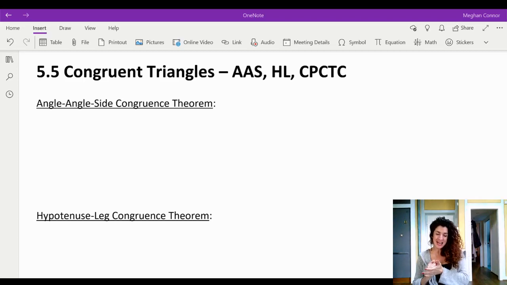Ninth graders. Today we are going to finish up talking about how to prove triangles to be congruent. Last class, actually the last two classes, we've been focusing on side, side, side and side, angle, side. And today we're going to add our last two ways to prove that triangles are congruent. They are angle, angle, side and hypotenuse, leg, which we got to talk about in our Kahoot.